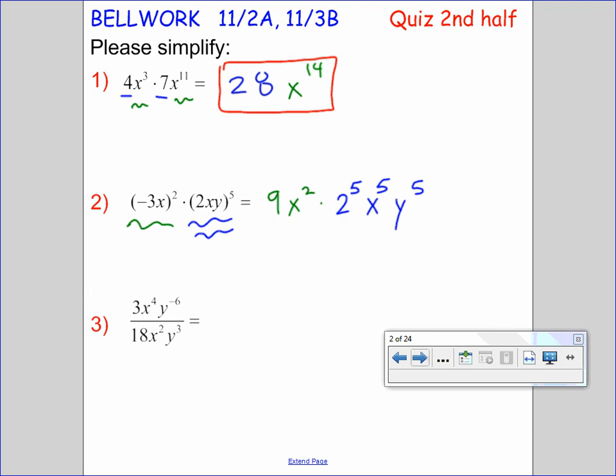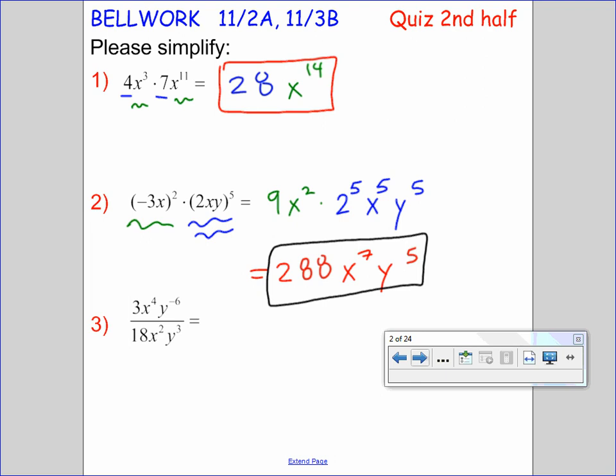So what would that be? 288. Great. So we get 288. X squared times x to the 5th is x to the 7th, and then the y is by its lonesome. It has nobody else to combine with. It'll still be y to the 5th for my final answer. Please raise your hand at this time if you had 288x to the 7th, y to the 5th. Did you already have that? Good job with the parentheses. Now let's go ahead and take a look at number 3.